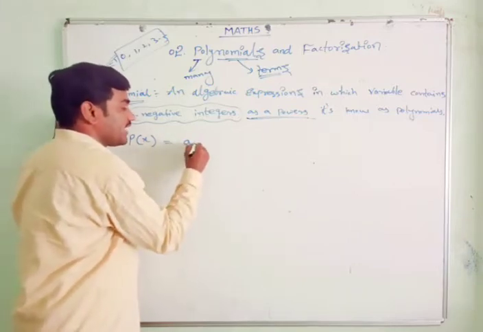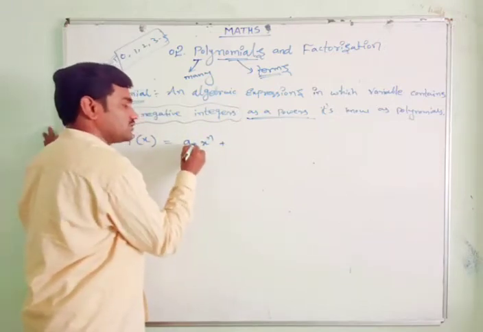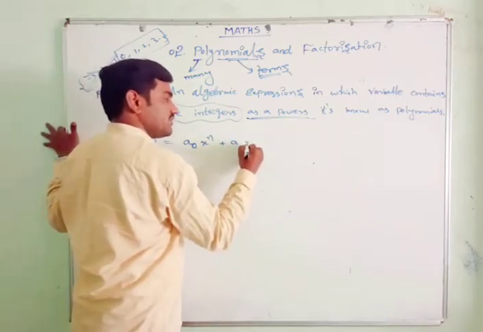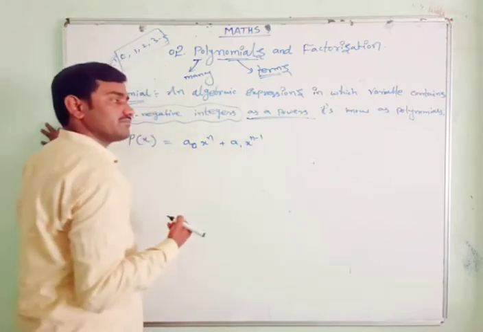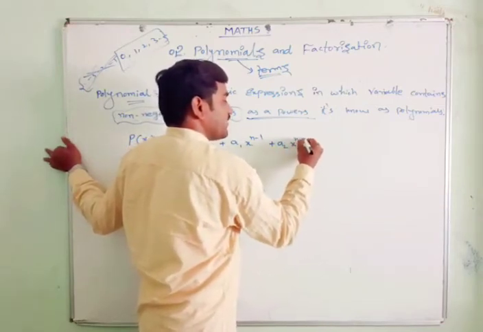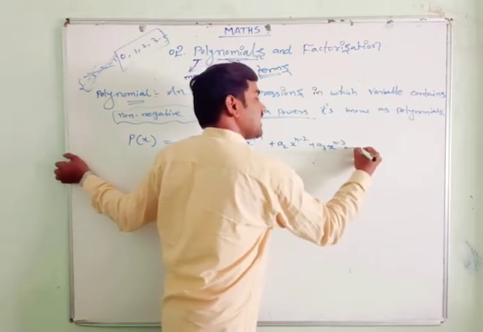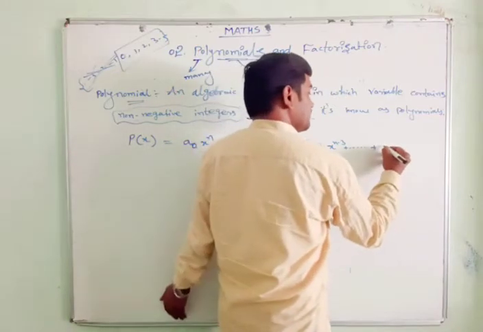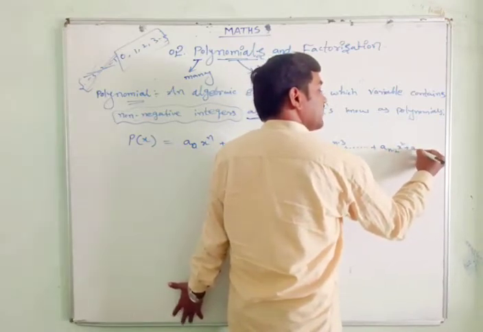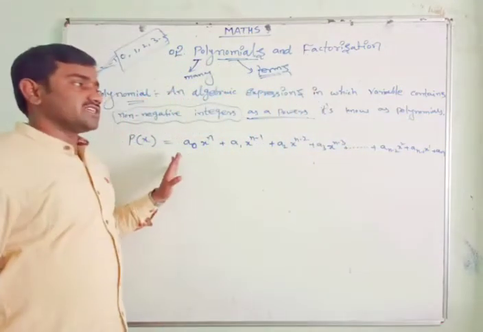Okay, here I will write a0 x to the power of n, plus a1 x to the power of n minus 1, plus a2 x to the power of n minus 2, plus a3 x to the power of n minus 3, plus and so on, plus a n minus 2 x to the power of 2, plus a n minus 1 x to the power of 1, plus a n. It is a general form of a polynomial.